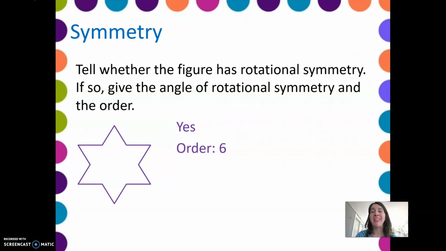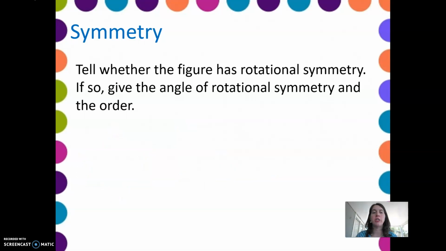Based on the fact that the order is 6, what's the angle of rotation? To find the angle, I'm doing 360 degrees divided by the order. 360 degrees divided by 6 gave me 60 degrees. I have to turn this shape 60 degrees in order to see the exact same shape again on our screen. Let's try 2 more pictures together. Let's take a look at this, a trapezoid.